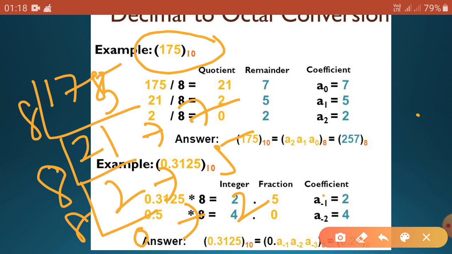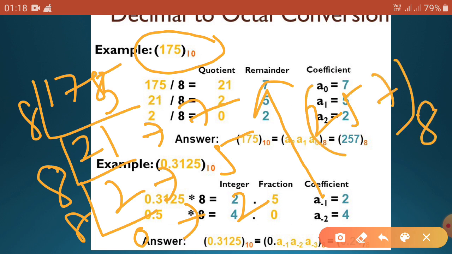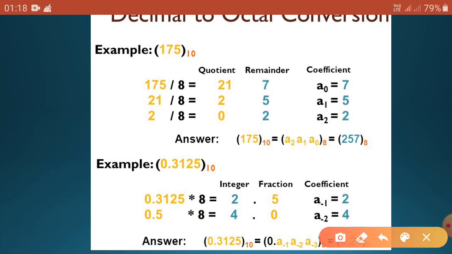Now we collect from bottom to top. So what will be the number? 257, base 8. So for decimal number 175 we get 257. Now we are taking a decimal fraction. Same thing, if you have a decimal fraction, then we multiply the fraction by 8. We write the fraction part under the fraction column and the integer part under the integer column.